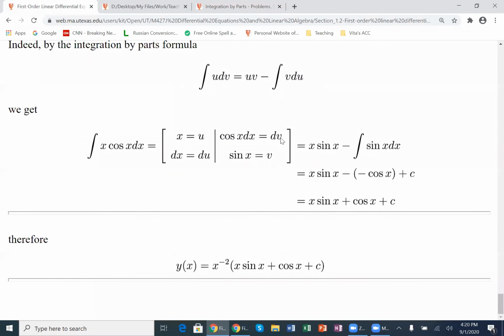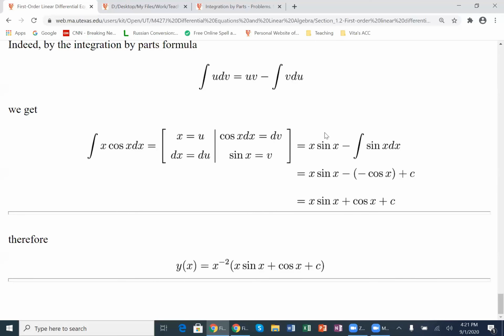Anyways, in our case, x is u, cosine x dx is dv. But what do we do next? Well, know that here we have two parts. In this part, we put d from the left, d from the right. Over here, in order to find v, we find an antiderivative of cosine, which is sine. Now we can apply the formula. U, which is over here, is equal to x. We put x. V, which is over here, is sine of x. We put sine of x.